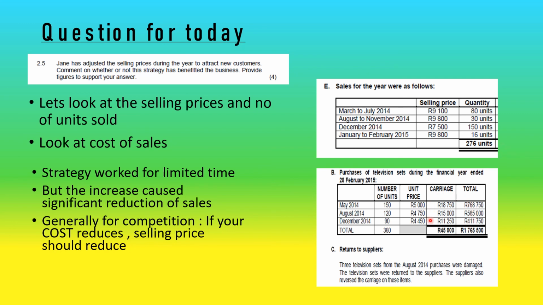You can also see the cost was lower during the year, but just because her cost price was reduced, she didn't reduce her selling price. And in any competitive market, if your cost price reduces, your selling price has to be reduced, because your competitors would sell at a lower price and they would have a larger customer base than you would. And therefore you can see that the strategy did not benefit her, because she only used it for 1 month, and she didn't use the advantage of having a lower cost price.